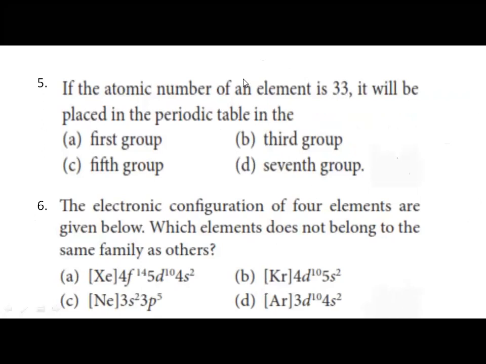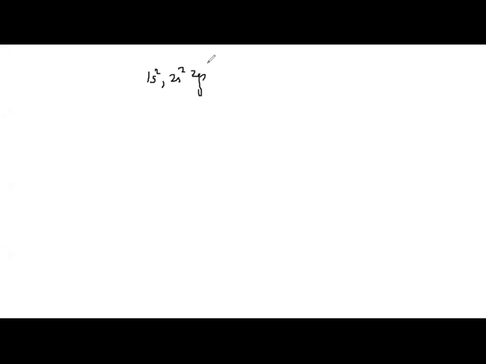Next, if the atomic number of an element is 33, just now we have seen, in which block of the periodic table will it be placed? If they give you the atomic number, immediately write the configuration: 1s2, 2s2, 2p6, 3s2, 3p6, 4s2, 3d10. After 3d comes 4p. 33 means 3 electrons here: 10, 20, 30, and 3 more. So the element with atomic number 33 has this electronic configuration.